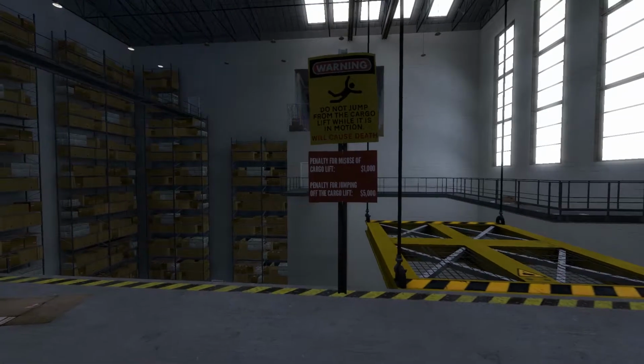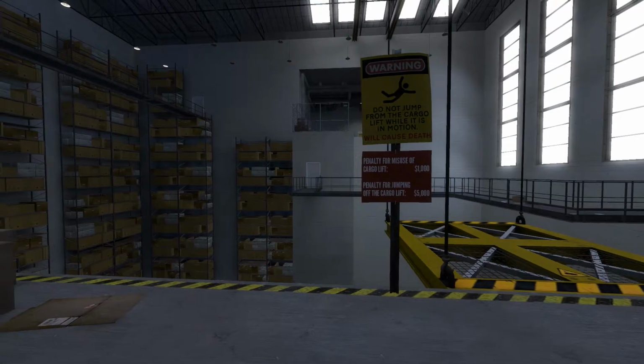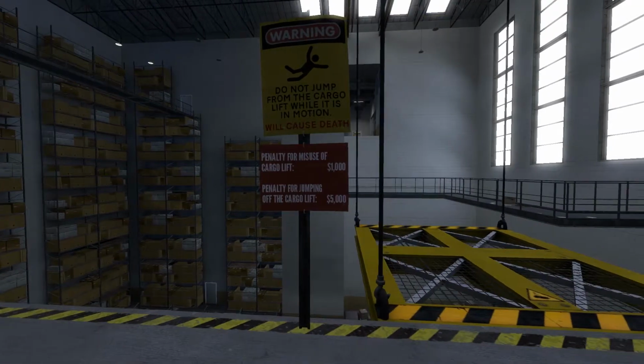Warning. Do not jump from the cargo lift while it is in motion. Will cause death. Penalty for misuse of cargo lift, $1,000. Penalty for jumping off the cargo lift, $5,000.